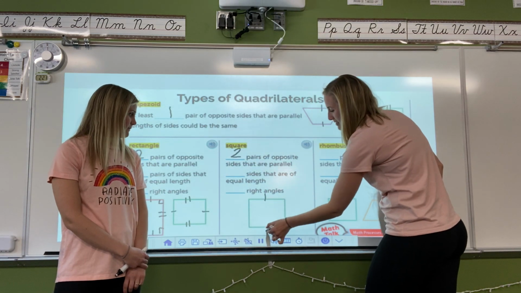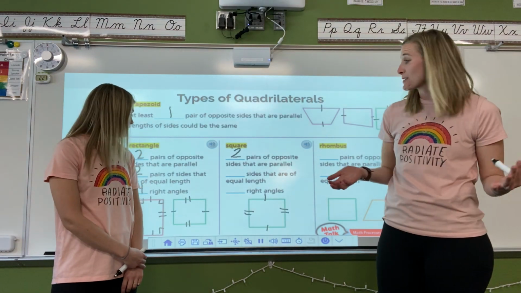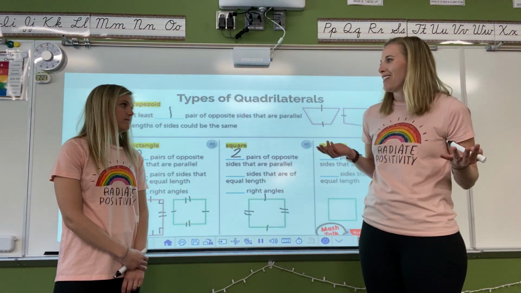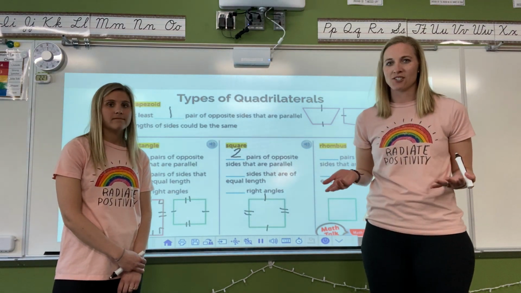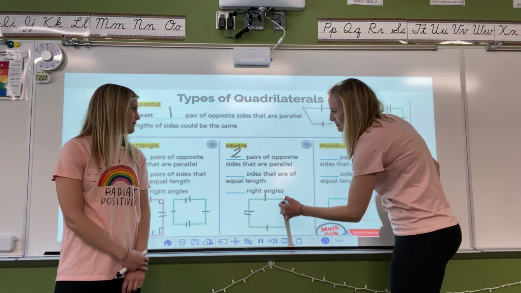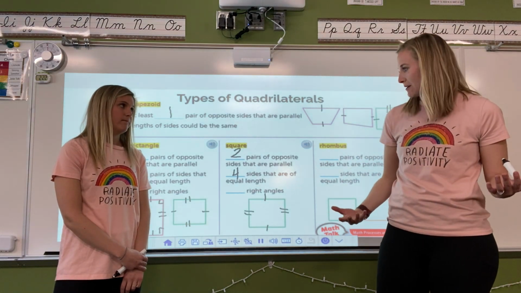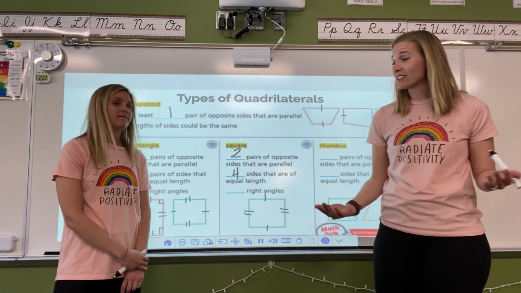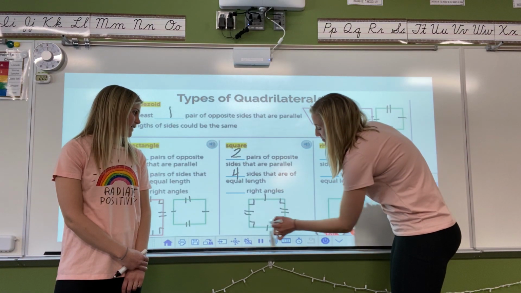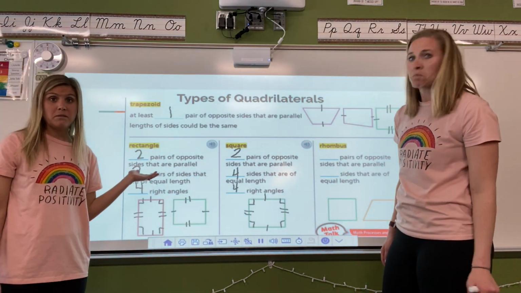This is parallel, and these 2 are parallel. The next question asks sides that are of equal length. Well, I know from my previous knowledge that a square has all the same length sides. So it has 4 sides that are of equal length. And just like our rectangle, it has 4 right angles. Yes, it does. Cool. So a square and a rectangle are pretty similar.